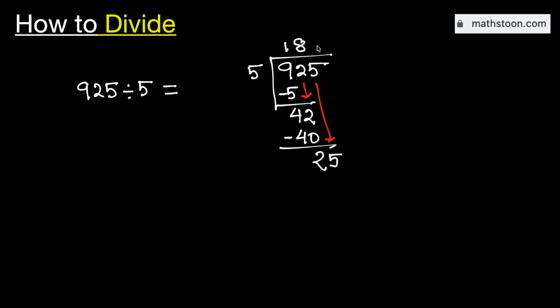And now we know that 5 times 5 is 25. Subtract, we get 0. As we have got the number 0 and we have no number to bring down here, so we will stop. Therefore, 925 divided by 5 is equal to 185. And this is our final answer.